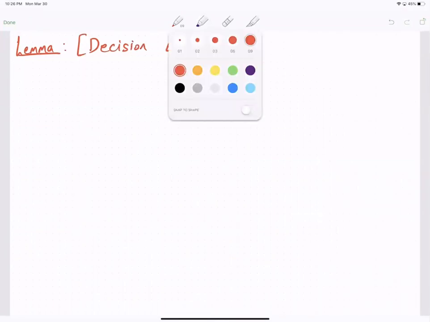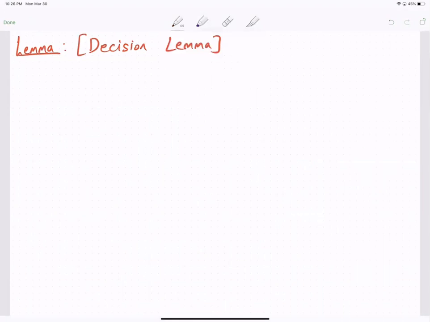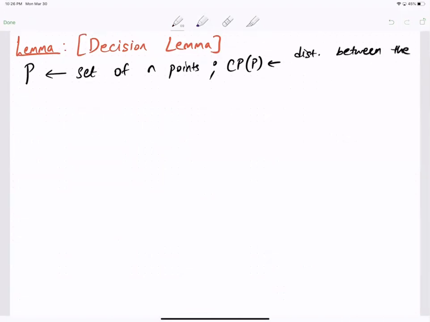What's the decision we have to make here? Let me write it down. We are given P, a set of n points. I'll repeat again: Cp of P is the distance between the closest pair of points, and alpha is a parameter given to us.